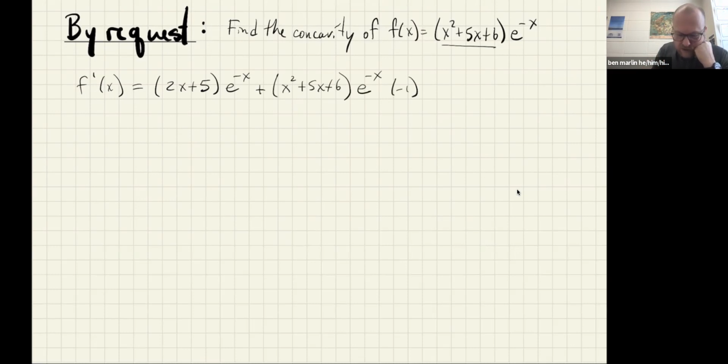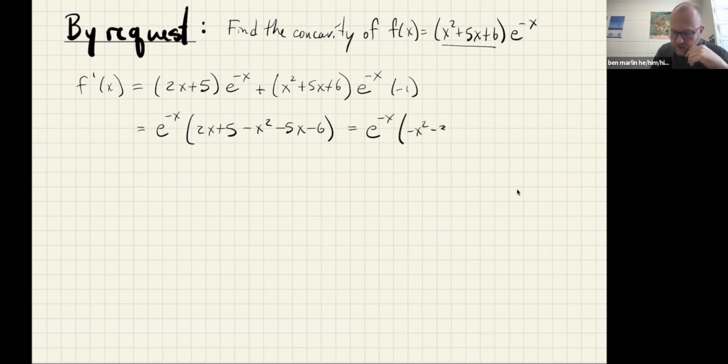So it will be helpful here if we factor out the e to the minus x from everything and be left with the 2x plus 5. And then we've got to distribute that -1 and have minus x squared minus 5x minus 6. I'm going to go ahead and rewrite that as e to the minus x times minus x squared minus 3x and then -1.